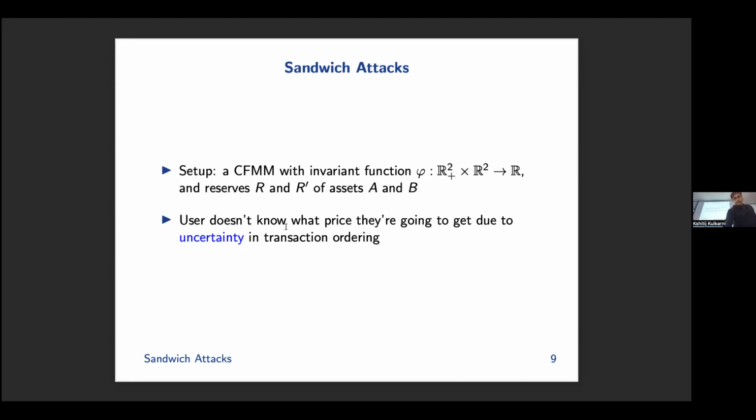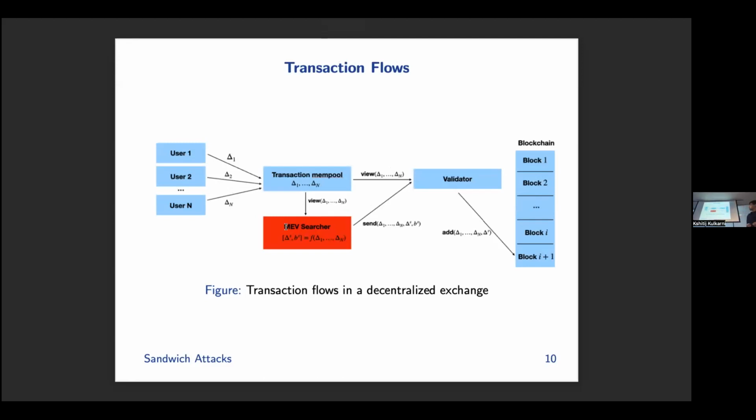Just to make this concrete, here's a cartoon of what the transaction flow looks like. On the left, you have a bunch of users who might want to submit trades. They might want to trade Ethereum for Bitcoin or whatever they want to do. These are non-strategic users. They just want to execute some trades.